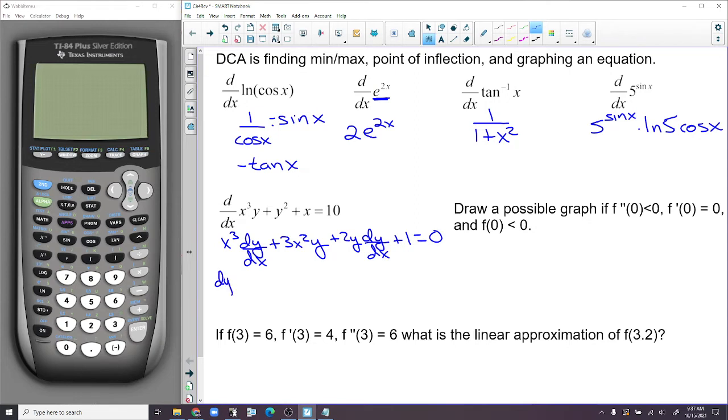So dy dx times x to the third plus 2y. We'll factor out the dy dx and get everything else to the other side, and then divide. So dy dx is equal to negative 1 minus 3x squared y over, I'm running out of room, x to the third plus 2y.